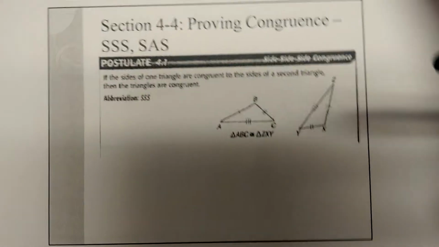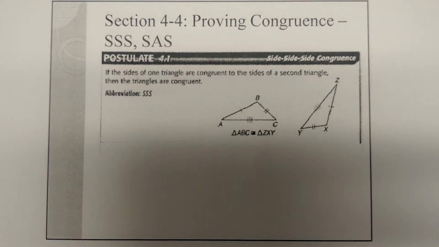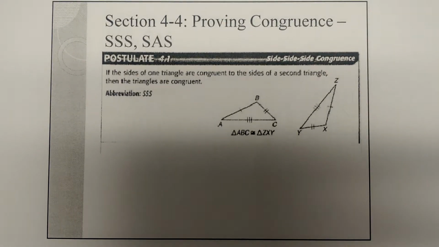So, here we have postulate 4.1, which is the side, side, side postulate. That says if the sides of one triangle are congruent to the sides of the second triangle, then the triangles are congruent. So if you can prove all three sides of one triangle are congruent to the three sides on the other triangle, the triangles are themselves congruent.